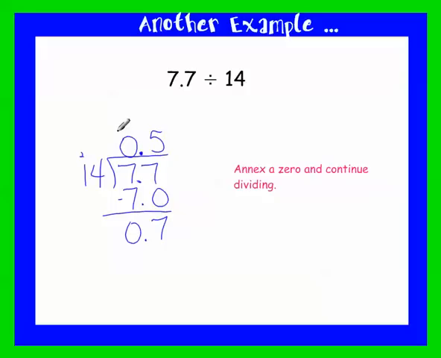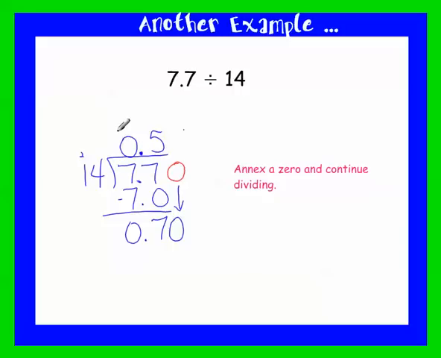So it's at this point we need to annex a 0. That's where we're going to continue our work by putting that 0 in the hundredths place. That's really there, but we don't always write it. So now I'm going to bring that number down and continue my division. So I can think about how many times I can get 14 out of 70.